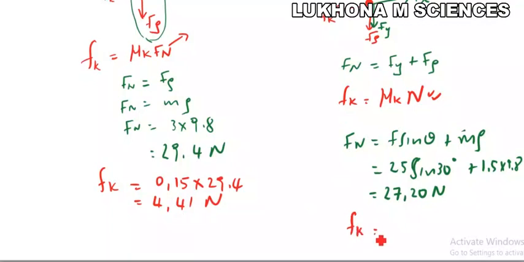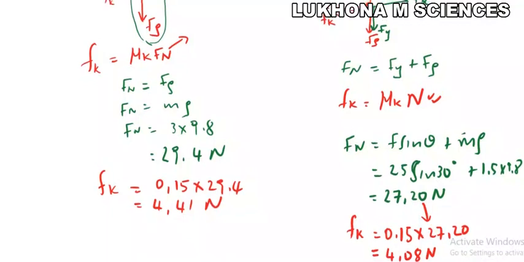Then let's substitute here to get the friction. So Fk is equal to the coefficient of kinetic friction 0,15 times the normal force, which is 27,20. Then we press the calculator there. Then we get the friction, which is 4,08 newtons.